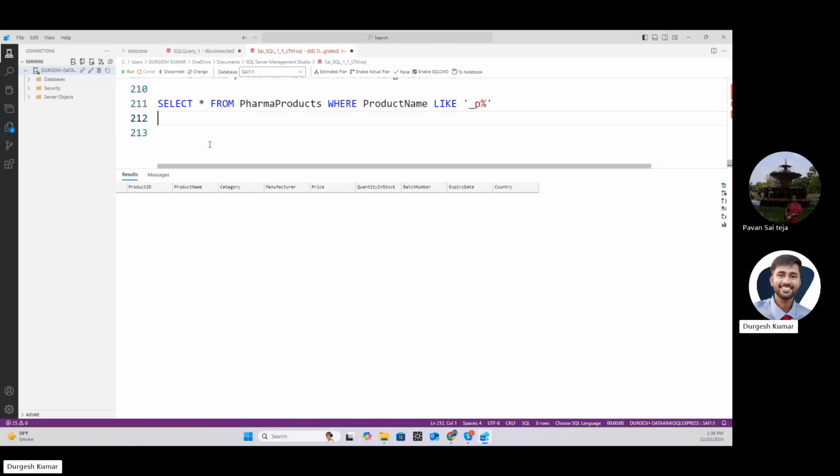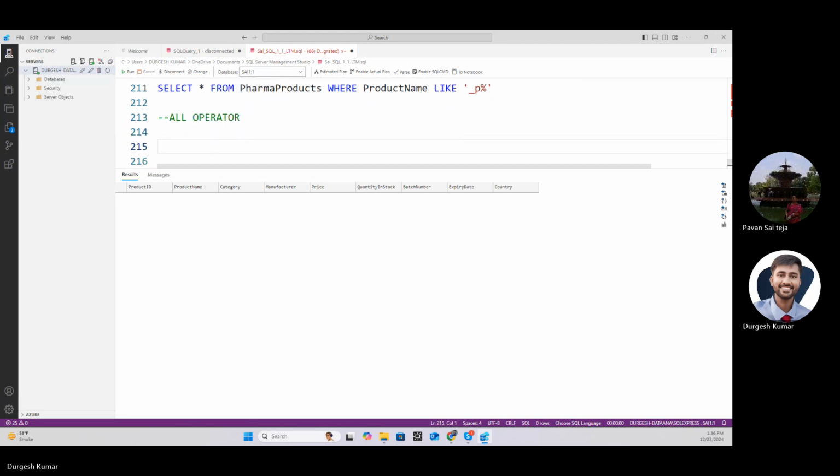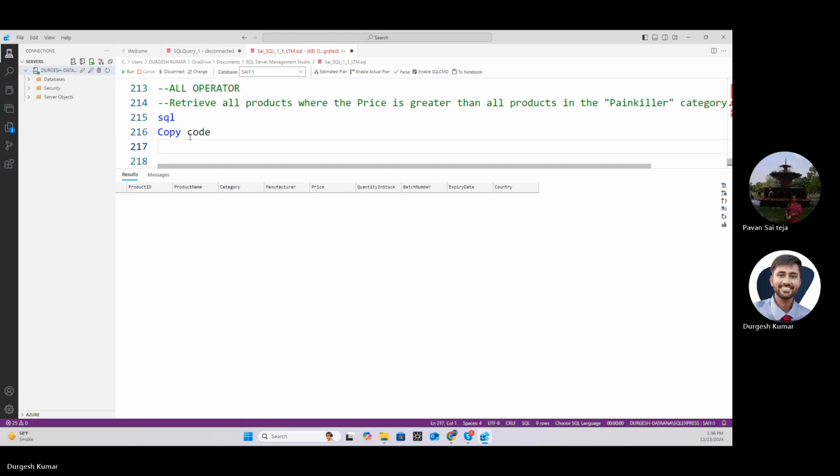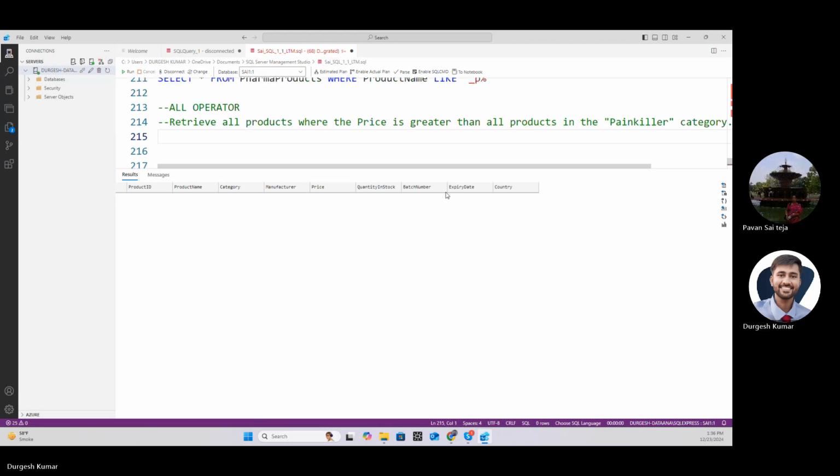Okay, there is a very important concept called the ALL operator. Let's understand the use of this. This is the question: retrieve all products where the price is greater than all products in the painkiller category.